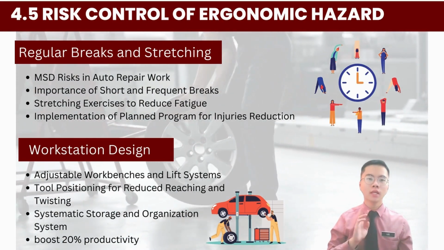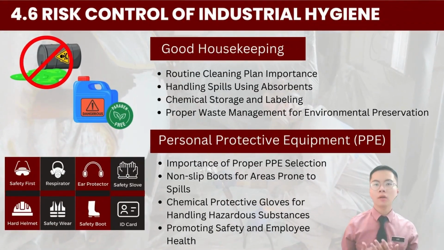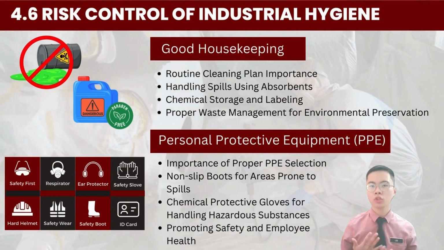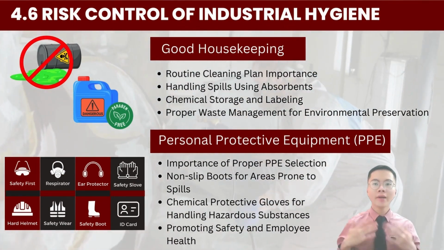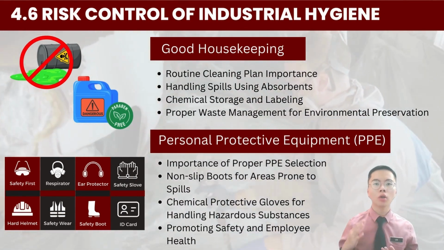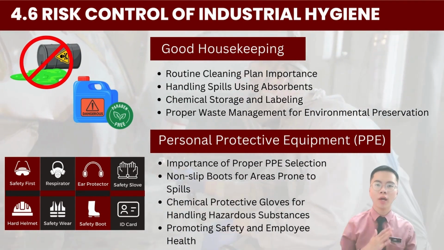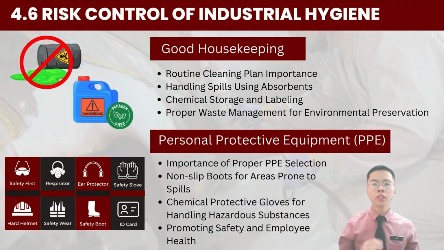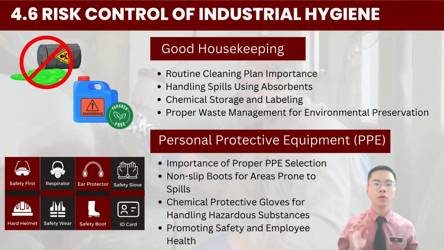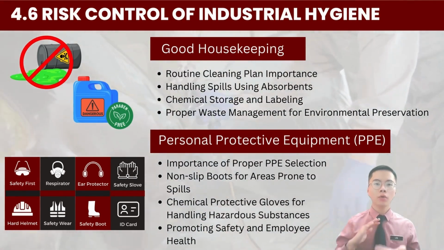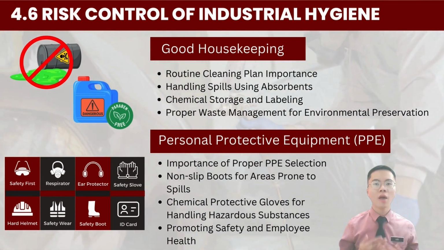in 2017. Finally, let's talk about risk control of industrial hygiene. Good housekeeping practices are essential in an auto repair workshop to reduce worker danger. Regular cleaning and handling spills immediately not only improve the overall look of the workplace, but also prevent the accumulation of hazardous material. Chemical storage and labeling are critical to reduce the spill hazard. Proper waste management is essential for handling automotive waste to protect the environment and employee health.